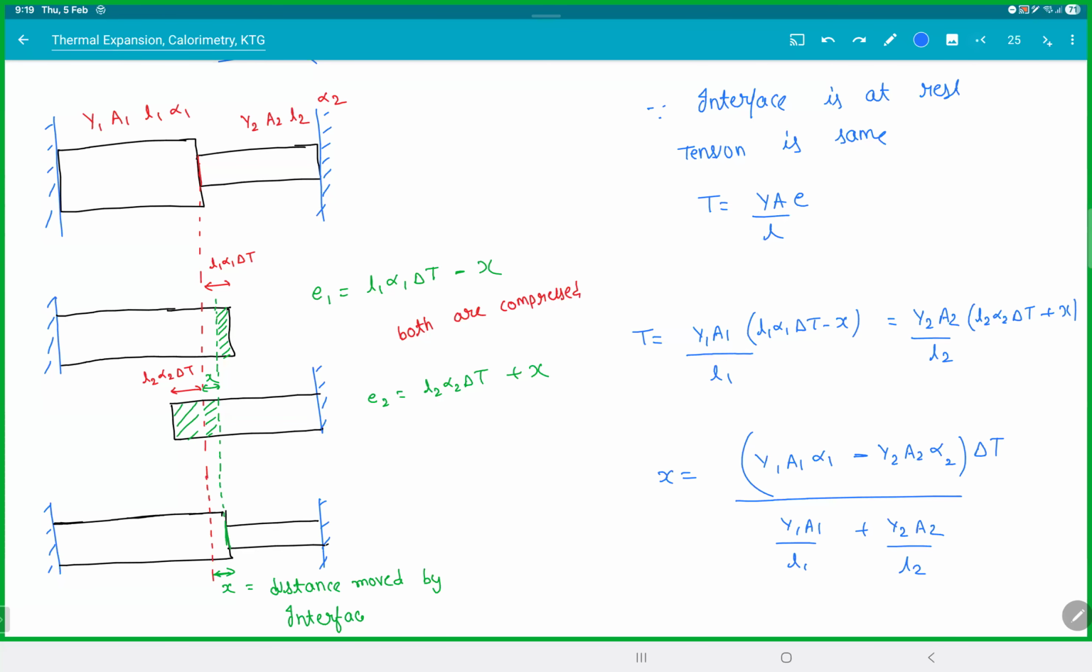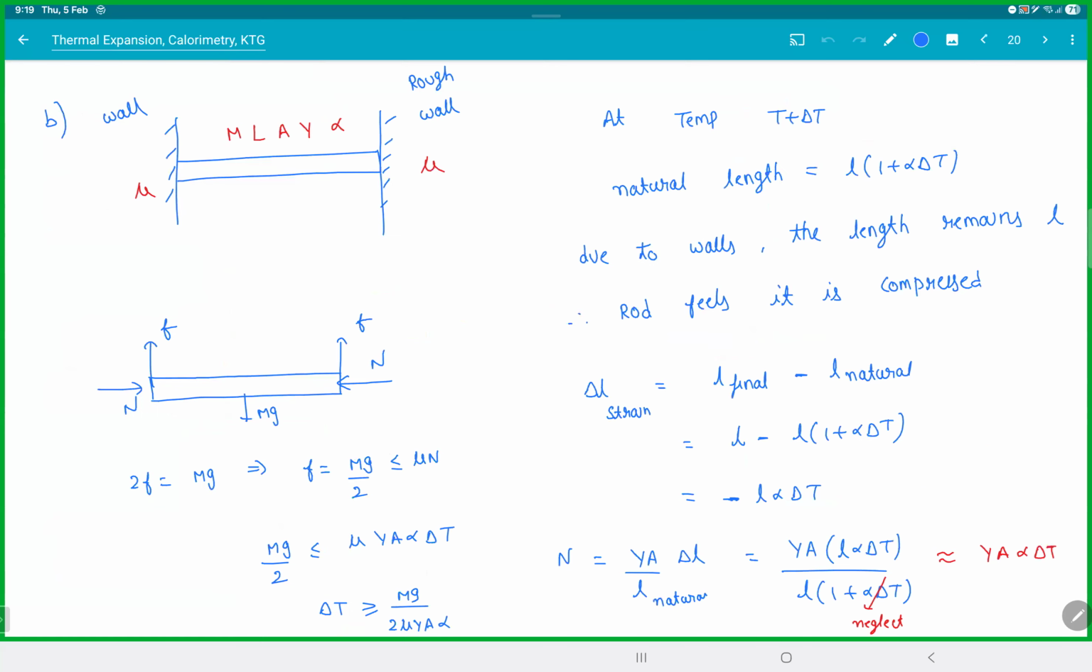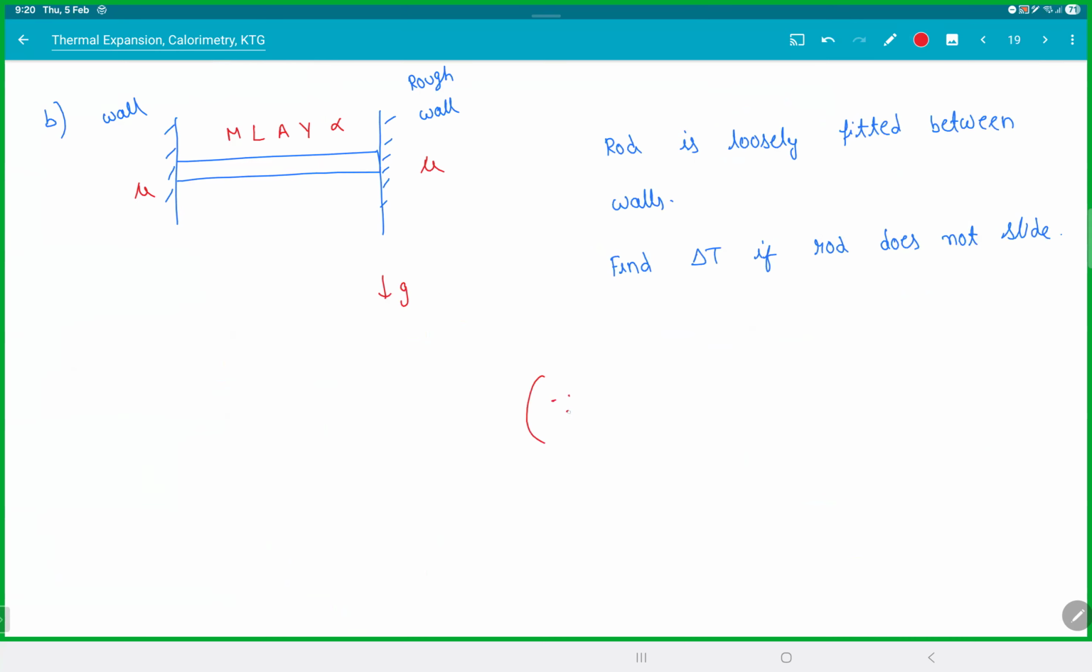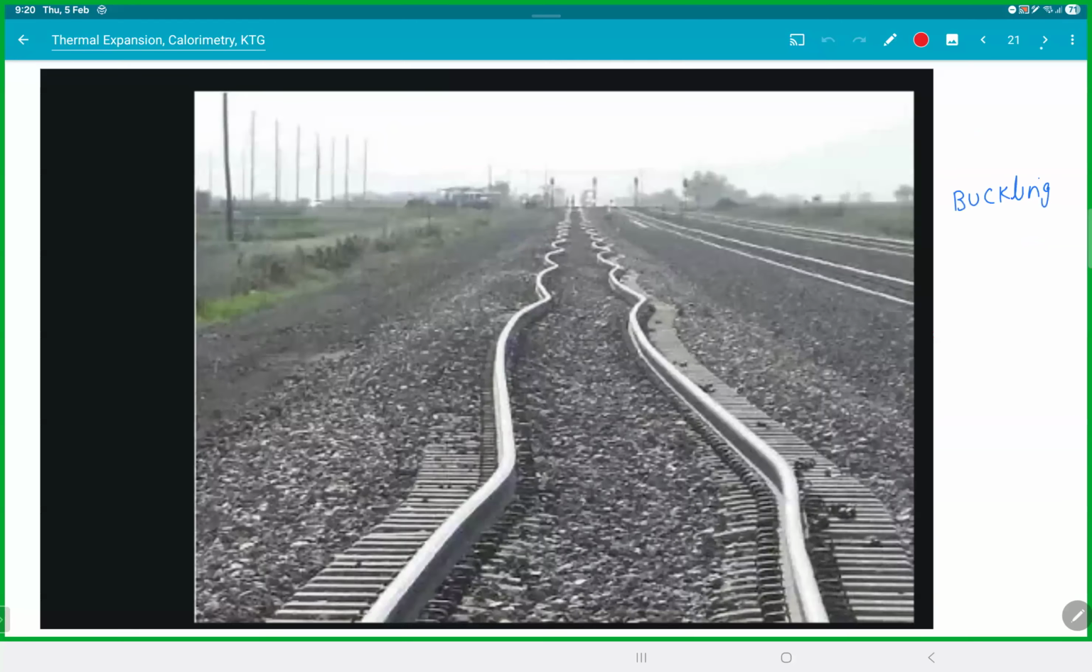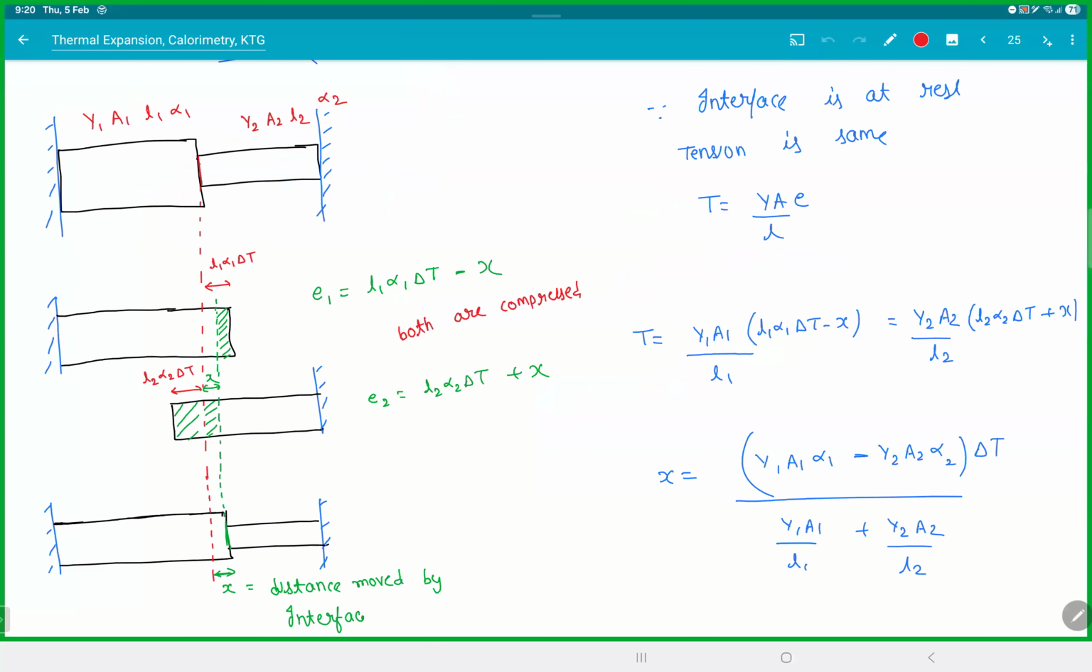So here there is one more thing. Since this stress is coming because of elongation, this is also called thermal stress. This is called thermal stress because this is happening due to temperature. All clear with this one? Great. Let's see the next one.